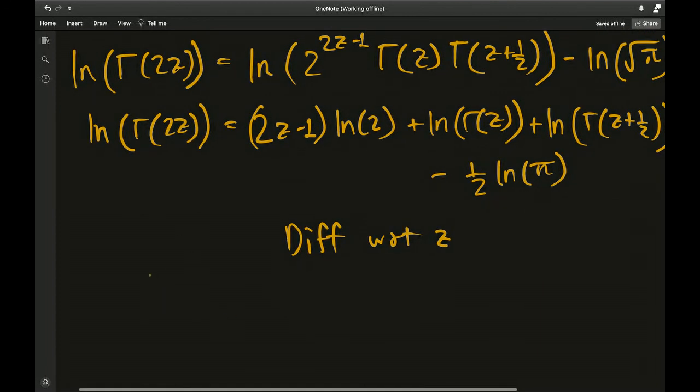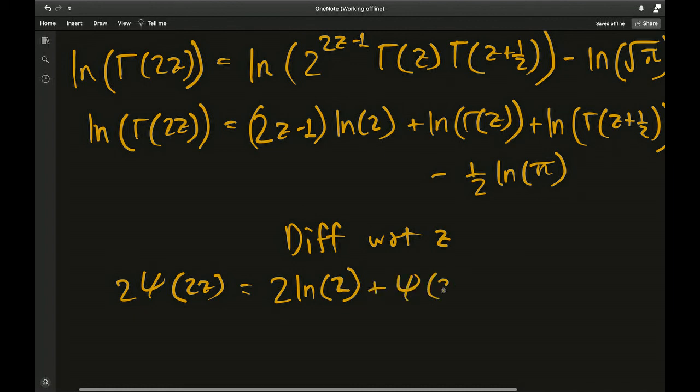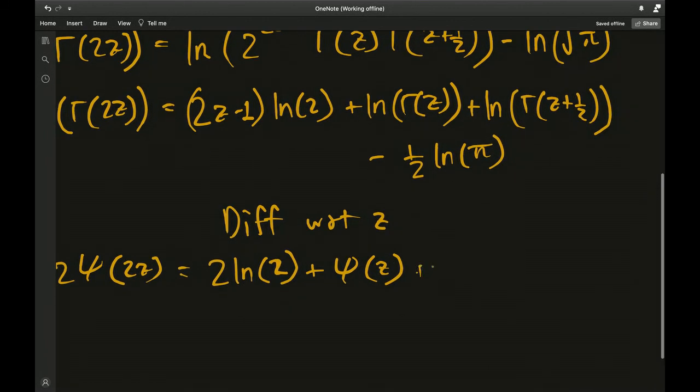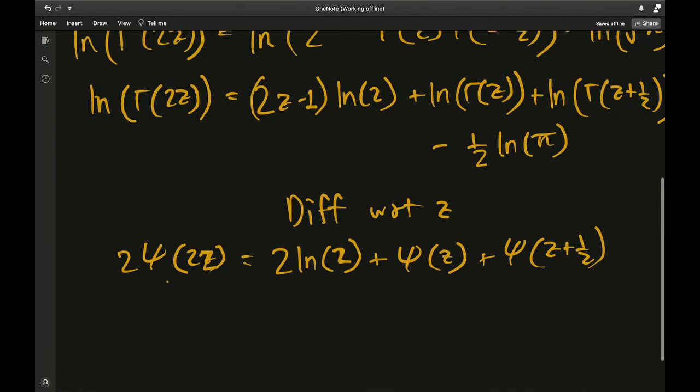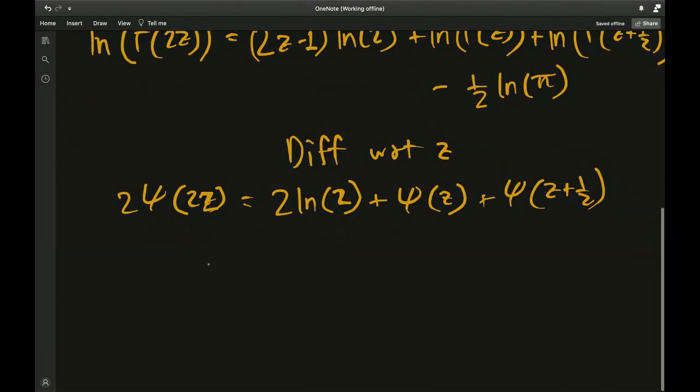So then we'll have the digamma of 2z times 2 by the chain rule is equal to, well, we'll just have over here 2 times natural log of 2, because the derivative of z is 1 and the other guy is a constant, plus digamma of z plus digamma of z plus 1 half, and then natural log of pi is a constant, so that will become 0. Okay, fair enough. So this is the duplication formula for the digamma function.